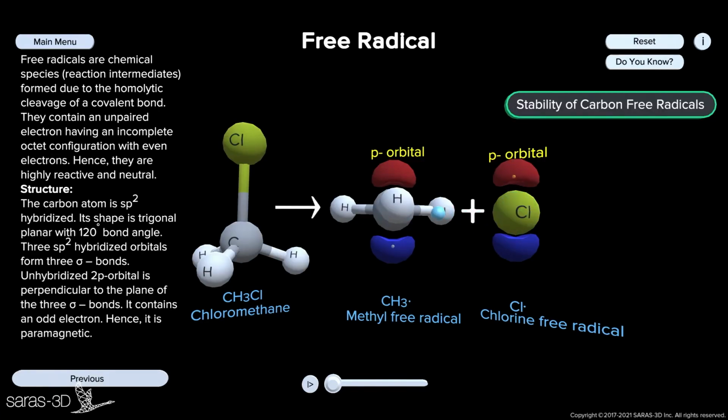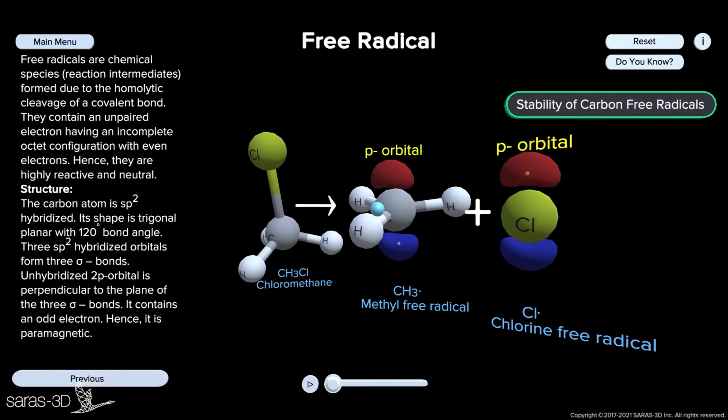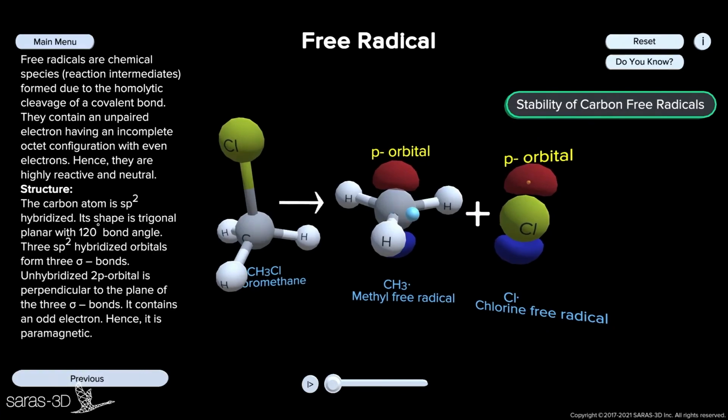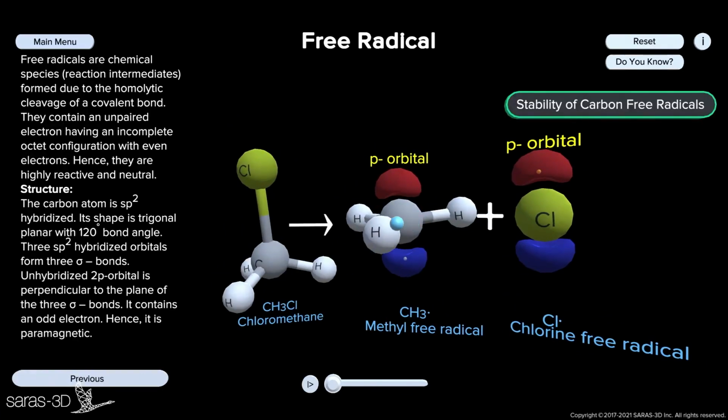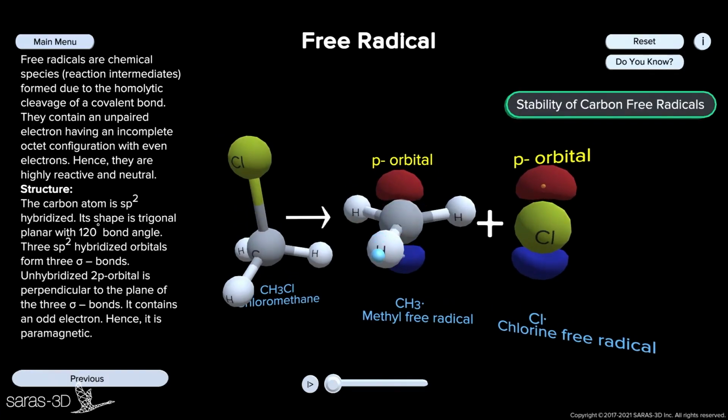And these free radicals are highly reactive and they're neutral. Now here we can see that in the free radical, this carbon is sp2 hybridized. Alright, and its shape, as we can see, is trigonal planar with 120-degree bond angle. Okay, now there are three sp2 hybrid orbitals that are going to form sigma bonds by overlapping with the 1s orbital of each of these hydrogen atoms, and this gives us 3 sigma C-H bonds.